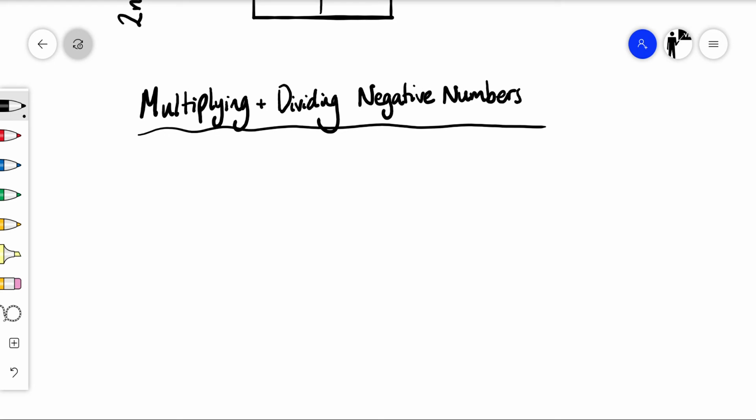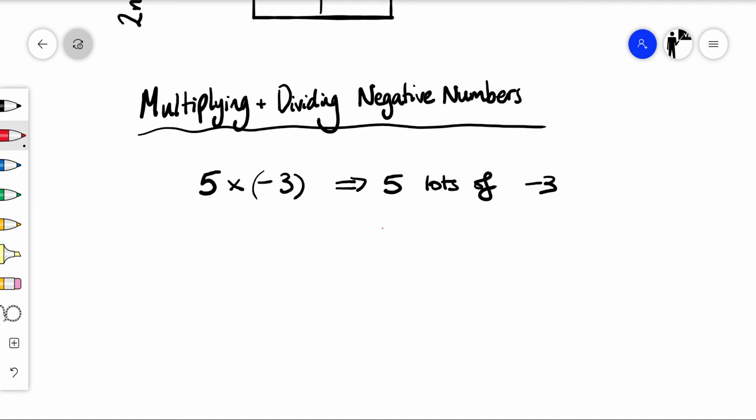In this video, we're going to have a look at multiplying and dividing negative numbers. For example, we might look at a problem such as 5 multiplied by negative 3. If we think about what that means, that technically means 5 lots of negative 3. If I were to draw negative 3, there's 1 lot of it, 2 lots of it, 3 lots, 4 lots, and 5 lots. So we can hopefully see that 5 lots of negative 3 is negative 15.